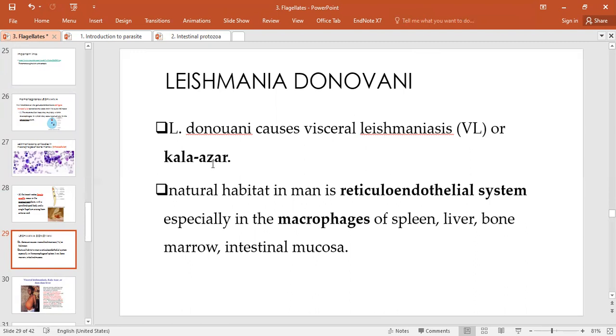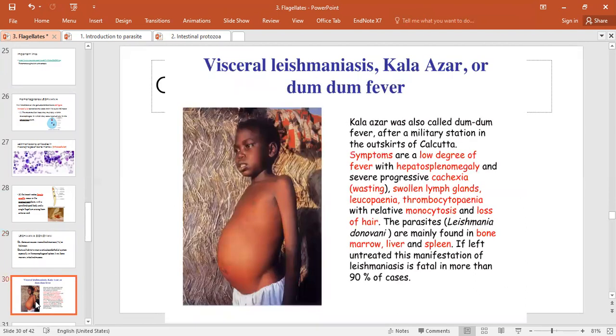The disease is called Kala-Azar. The natural habitat of Leishmania is the reticuloendothelial system. They reside in the reticuloendothelial system, especially the cells of the spleen, bone marrow, and liver. So they cause the disease visceral leishmaniasis, Kala-Azar, also called dum-dum fever.